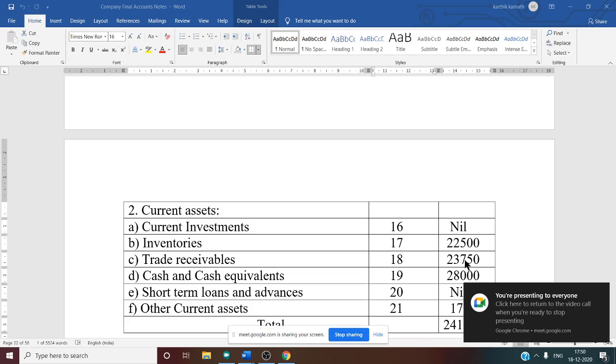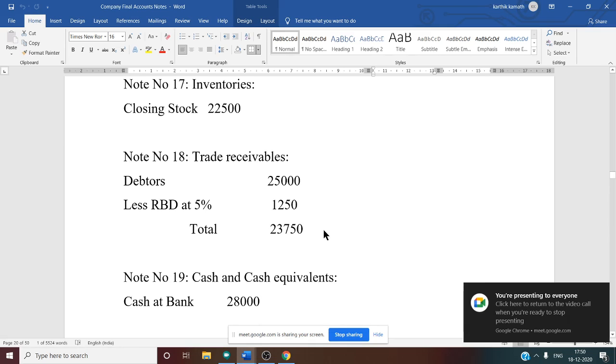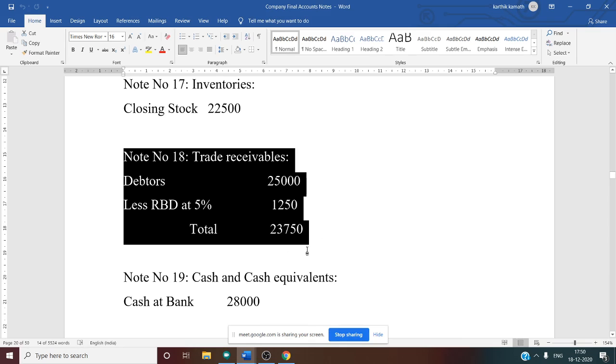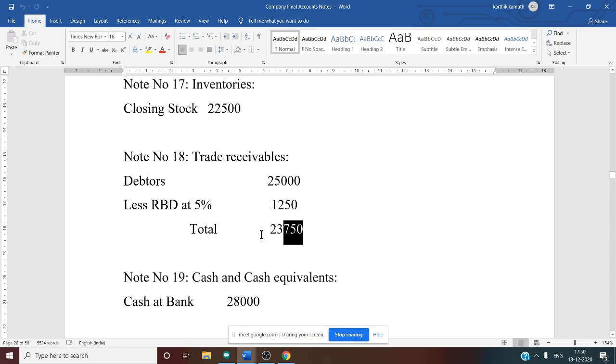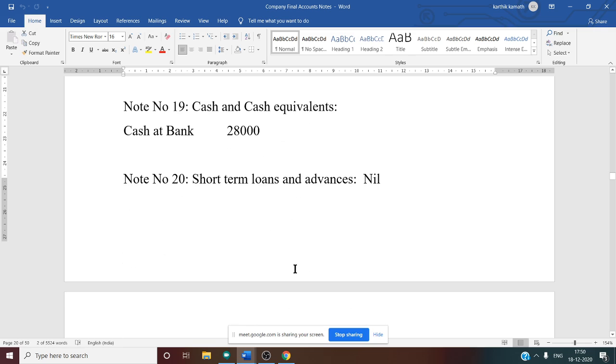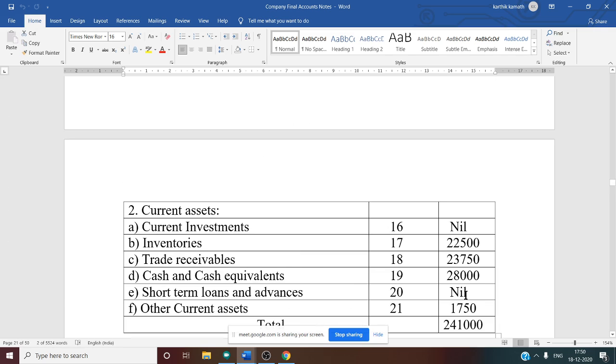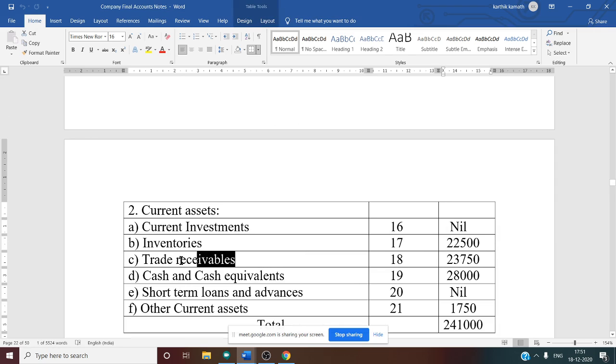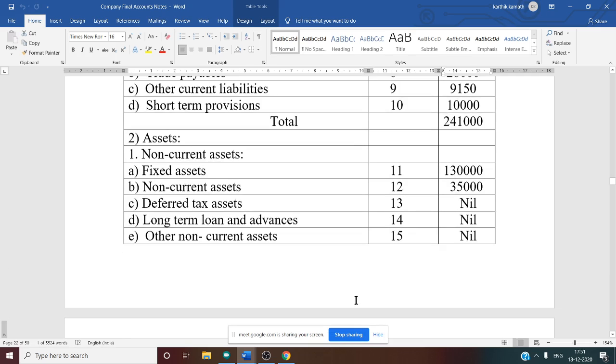Or else you can see the working note number 28. See this. Working note number 28 we will see now. See this. The final total of note number 18. Sorry, not 28. Note number 18 total. 23,750. So same information here we have taken 23,750. Trade receivable. Now cash and cash equivalent 19 only. Cash at bank information 28,000. Short term loan and advance working note number 20, that is not there, nil. Other current asset 21, 1750.